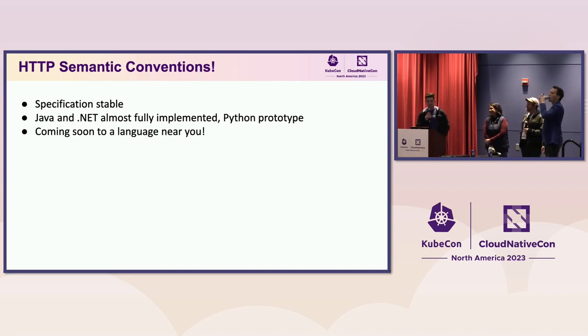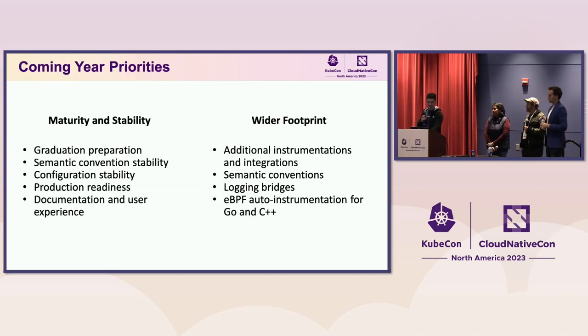So the specification is stable, and there are a couple of languages that are approaching stability for that. Java and .NET are particularly forward on that, but Python has a prototype that is expecting to merge soon, and other languages are also making good progress. So just because we've completed the original vision, or what many people believe the original vision is, that does not mean that we are done.